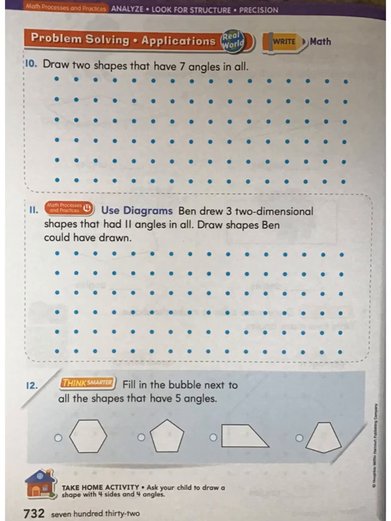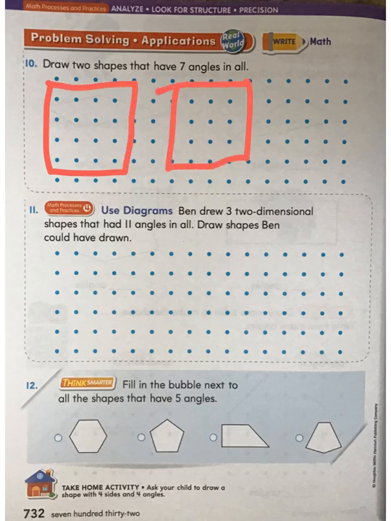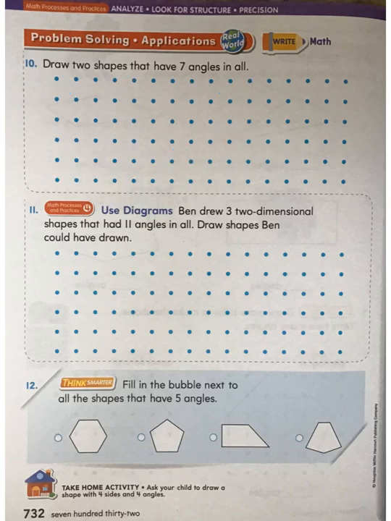Let's take a look at number 10. You have to draw 2 shapes that when you add up all the angles, they equal 7. So I wouldn't draw 2 squares because 2 squares give me a total of 8 angles, and I'm looking for 7. The same thing goes for number 11. I wouldn't draw 3 triangles because then I would only have a total of 9 angles, and I need to have a total of 11.